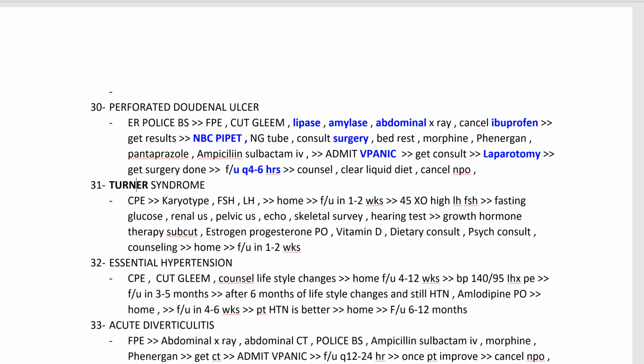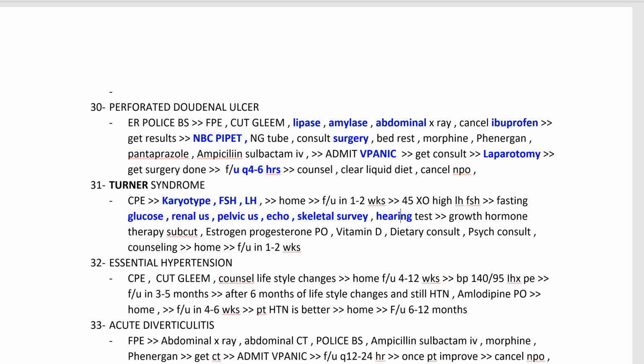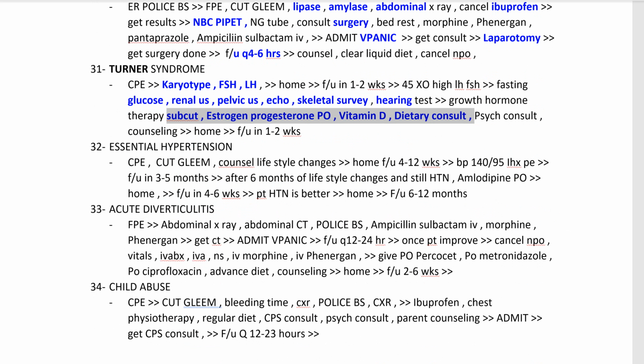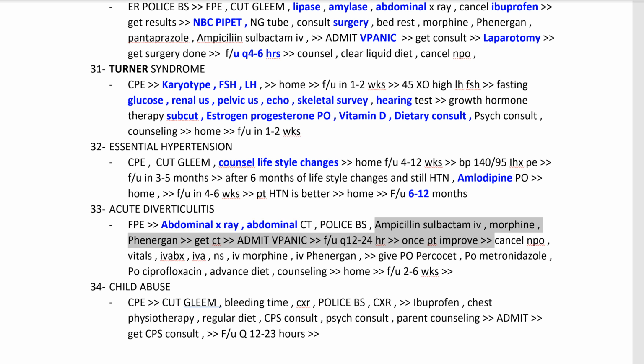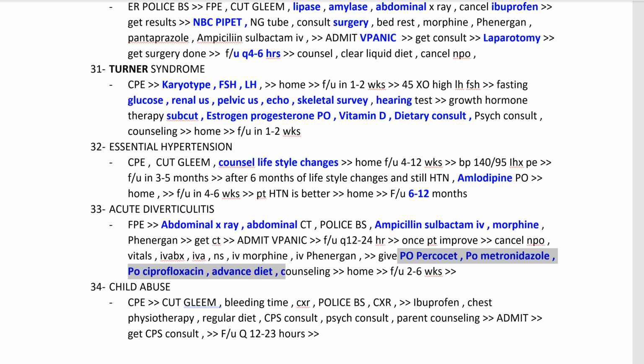Turner syndrome, you want to order karyotype, FSH, LH. Once that's fine, you want to do skeletal survey, pelvic ultrasound, glucose, hearing test. And then you want to order growth hormone, estrogen, progesterone, vitamin D, dietary consult, and that's it. Essential hypertension, you want to keep them on lifestyle changes for 6 months, and if they did not improve, then you start them on amlodipine, and you follow up every 6 to 12 months. Acute diverticulitis, you want to order abdominal x-ray, give them ampicillin, sulbactam, and morphine. Once you stabilize, you switch the antibiotics to PO metronidazole, PO ciprofloxacin, and give him Percocet for pain.